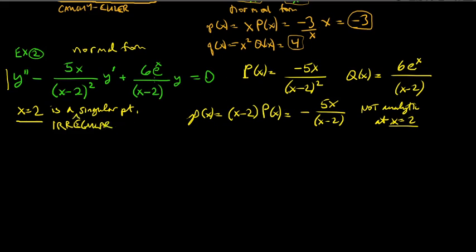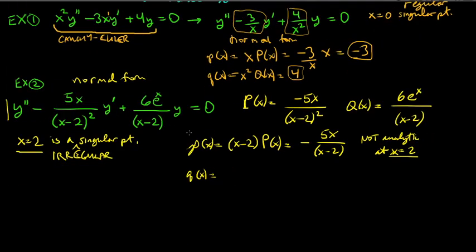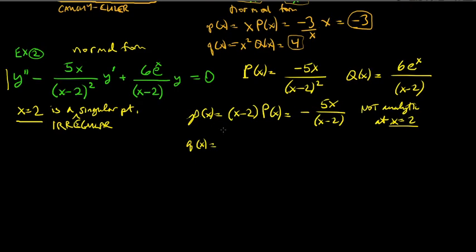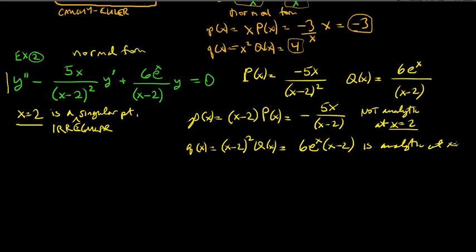Irregular singular point. Now, we didn't check the lowercase q. The lowercase q is satisfied, because you're multiplying x minus 2 squared times capital Q of x, and you actually end up with 6 e to the x times x minus 2, which is analytic at x equals 2. In fact, it's analytic everywhere.